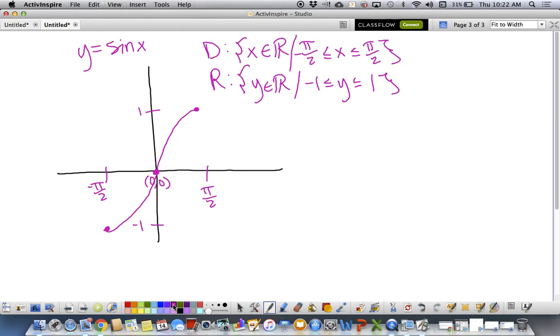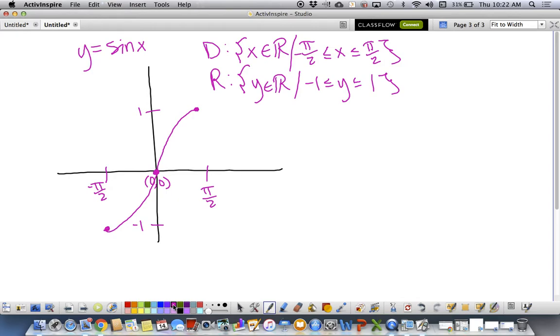I have a thought. Okay, wait just one second. Pause. I want everybody to at least write this down. You've got your sine graph. What is this? This is sine with a restricted domain.